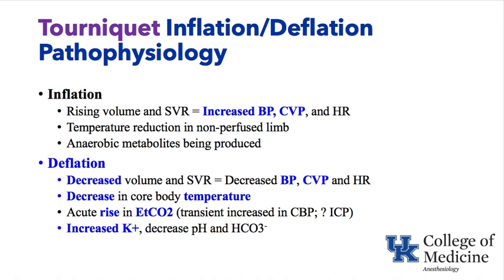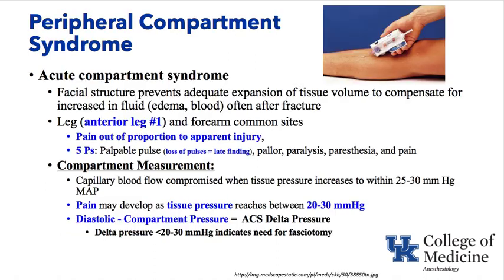So if a tourniquet's been on for a very, very long period of time, you may want to put them on 100% oxygen, give them some volume, raise their systemic vascular resistance a bit, make sure their Bair Hugger is on, hyperventilate them a bit more, and be aware that if they had electrocardiographic changes with deflation, they may be secondary to hyperkalemia. The next keyword is peripheral compartment syndrome.